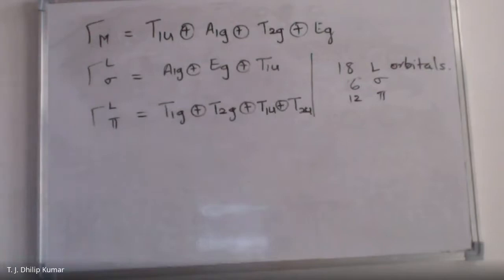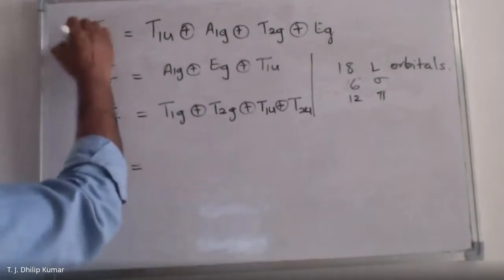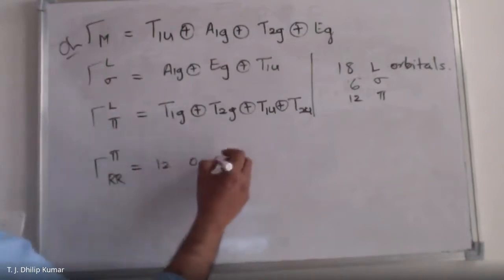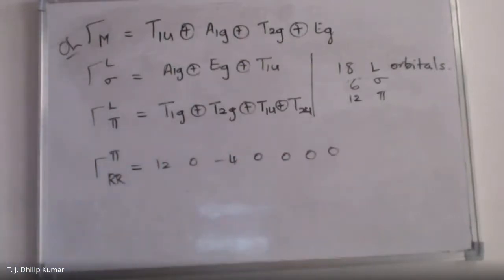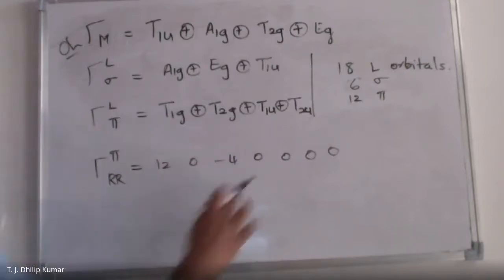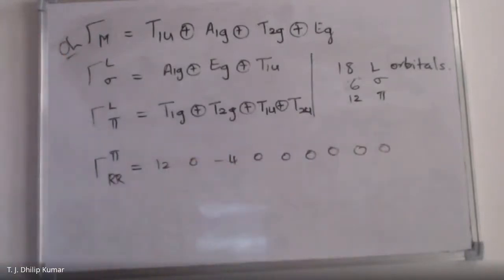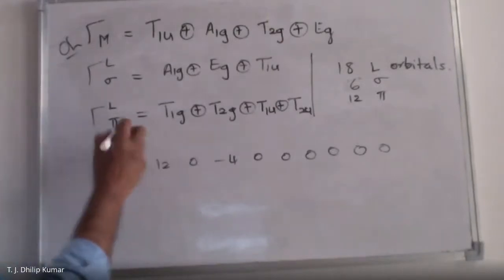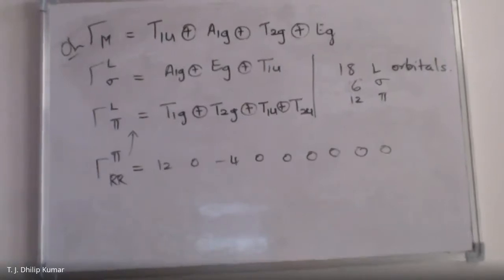So how are we getting it? We write the reducible representation for ligands' pi orbitals. This is the OH point group, right? So the reducible representation is 12, 0, minus 4, then it all becomes 0, 4 plus 3, 7, and 2 more zeros. So only these two will have some finite number, and once you reduce it, you end up with something like this. These are the IRs: T1G plus T2G plus T1U plus T2U.